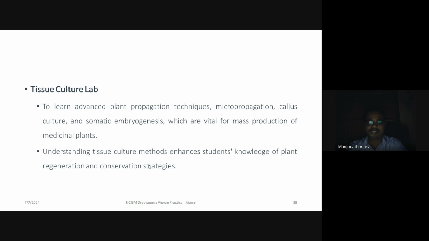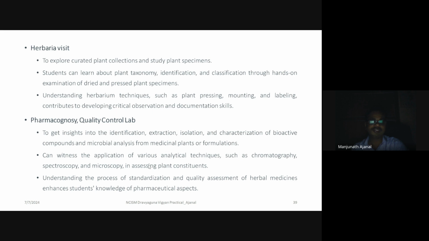So the lab needs to be visited for the propagation techniques: micropropagation, callus culture, somatic embryogenesis. All of these need to be thoroughly and elaborately learned, and all need to be presented in their journal. So for each visit, what they learned, what the different techniques are, and what new additions they have learned needs to be documented in the journal.